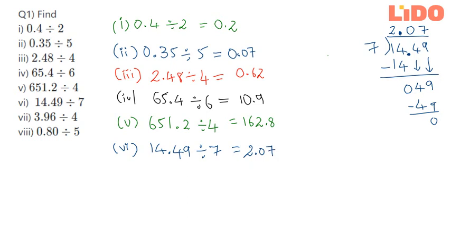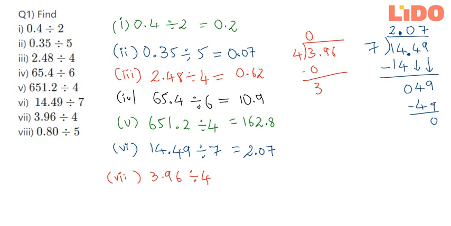Let's do the next problem, the 8th problem. Oh, I'm sorry, the 7th problem. The 7th problem is 3.96 divided by 4. So let's do it here. 3.96 divided by 4. We all know that 3 cannot be divided by 4, so I'm going to put a 0. 4 zeros are 0, so this will be 3.